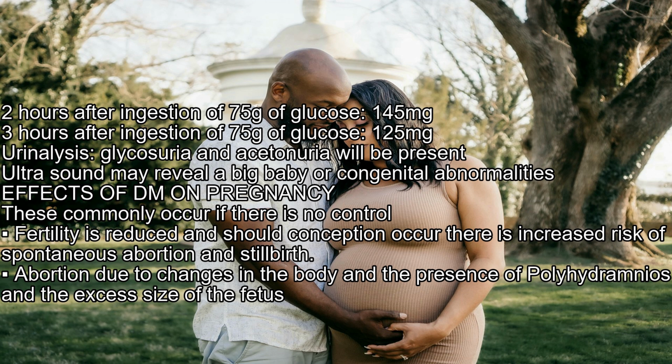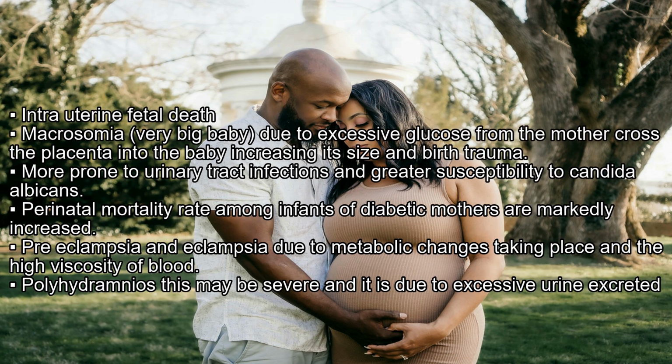Effects of DM on pregnancy. These commonly occur if there is no control. Fertility is reduced, and should conception occur, there is increased risk of spontaneous abortion and stillbirth. Abortion is due to changes in the body and the presence of polyhydramnios and the excess size of the fetus. Intrauterine fetal death. Macrosomia, a very big baby, due to excessive glucose from the mother crossing the placenta into the baby, increasing its size, and birth trauma.